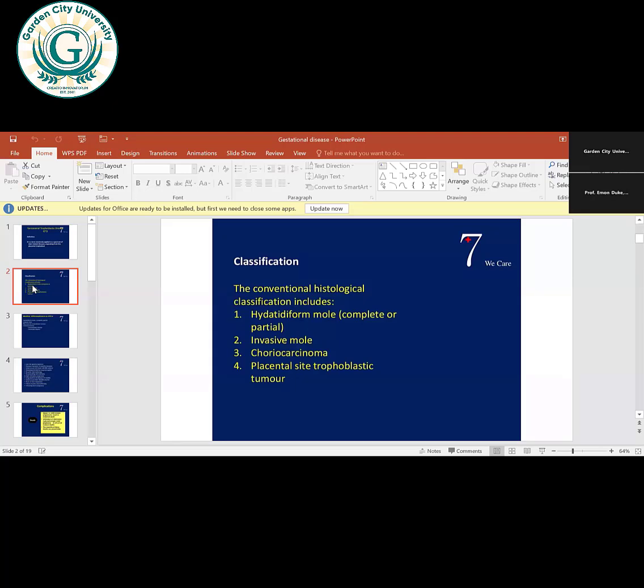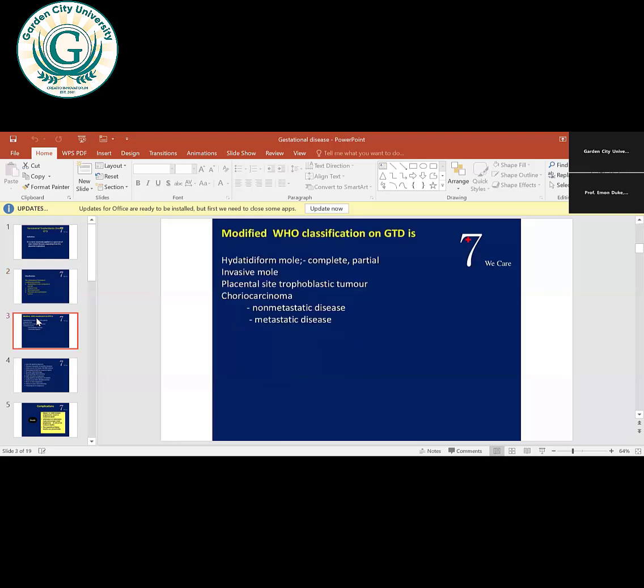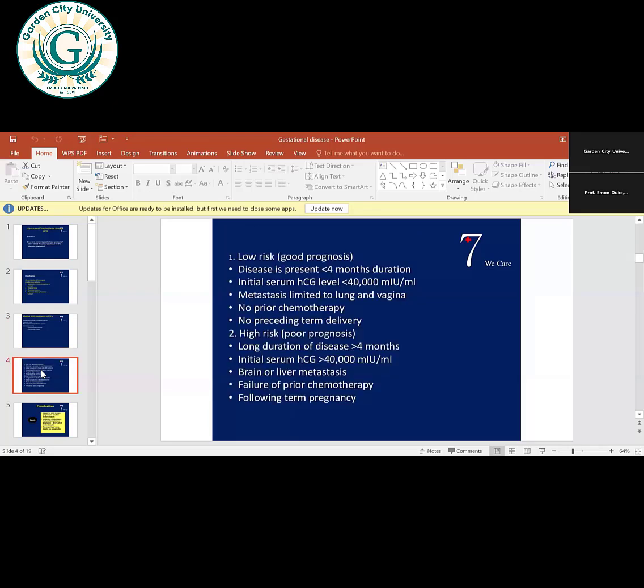Choriocarcinoma. Then you have the placental site trophoblastic tumor. That is 4. But we are told here that the World Health Organization has modified it. So, hydatidiform mole is now complete, partial. That is, the invasive mole has been added to the hydatidiform mole. Then you have the placental site trophoblastic tumor, as we have, and then the choriocarcinoma now is put into 2. You have the non-metastatic and the metastatic. That is the classification of the World Health Organization.